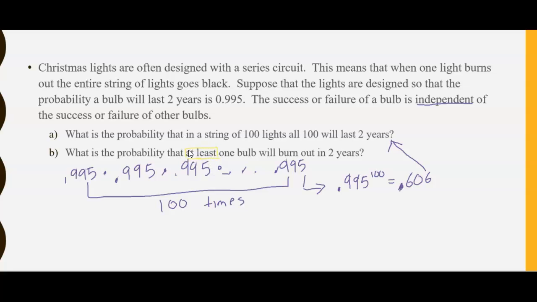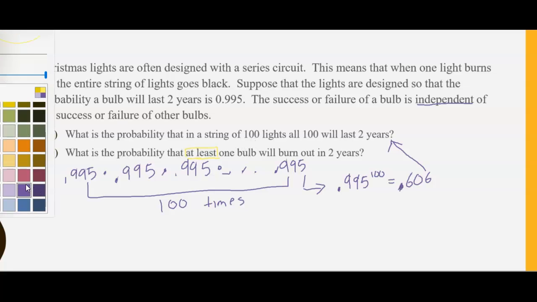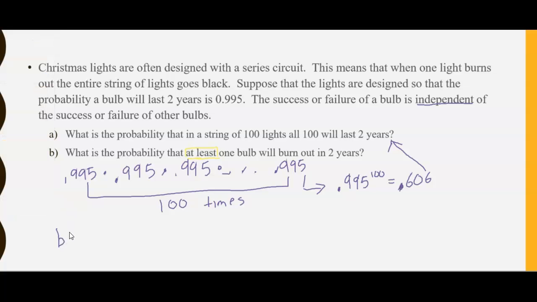Anytime you see that word at least, it means the complement. The complement is again 1 minus the original probability. We have the probability for all 100 lasting 2 years. So at least one burning out would be the complement to all 100 lasting 2 years. So let me change my color back. So for B, we're going to find the complement.